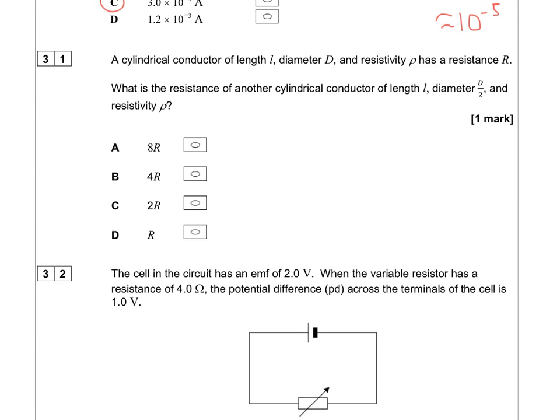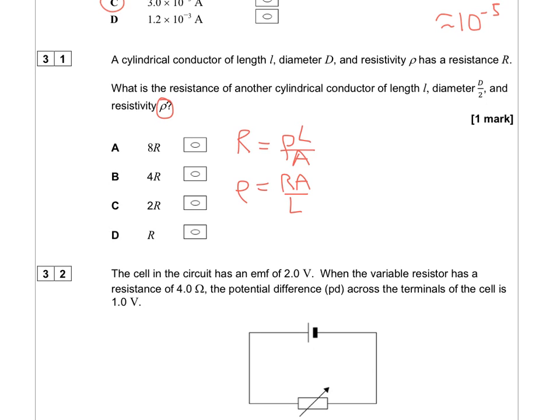A cylindrical conductor of length L, diameter D, and resistivity ρ has a resistance R. What is the resistance of another cylindrical conductor of length L, diameter D over 2, and resistivity of ρ again? So first thing, to calculate the resistance of a conductor, we need this equation like this. And what we're going to do is rearrange it to get the resistivity, because we know it's the same for both of them. So we end up with this expression here.